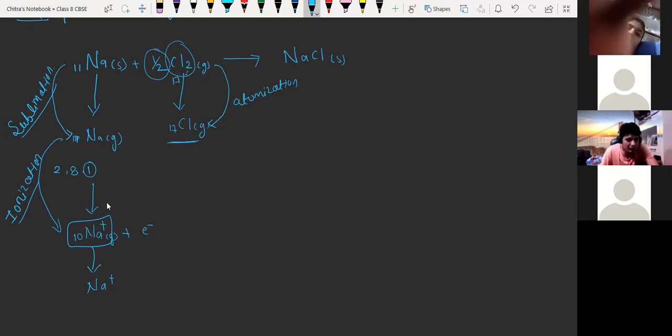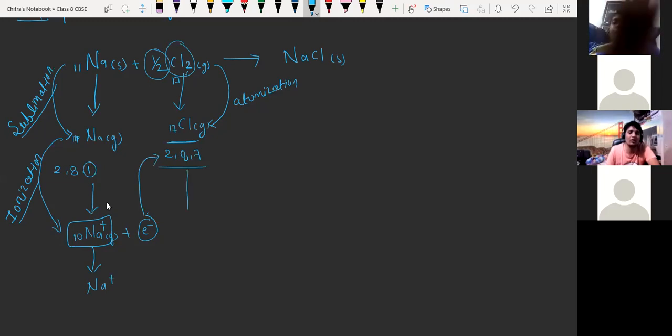Now that electron which was lost by sodium is going to be gained by the chlorine atom. So first I have to write the electronic configuration of chlorine. Chlorine's electronic configuration is 2, 8 and 7. Chlorine must have 8 electrons in its outermost shell according to the octet rule, so it's not going to lose 7 electrons. It will gain that 1 electron easily.